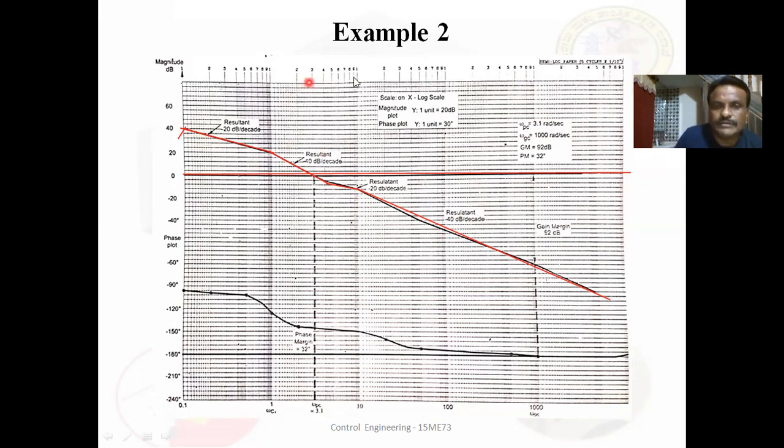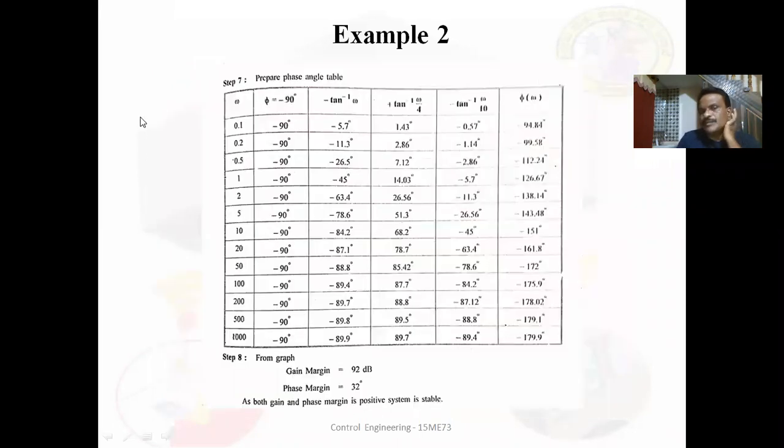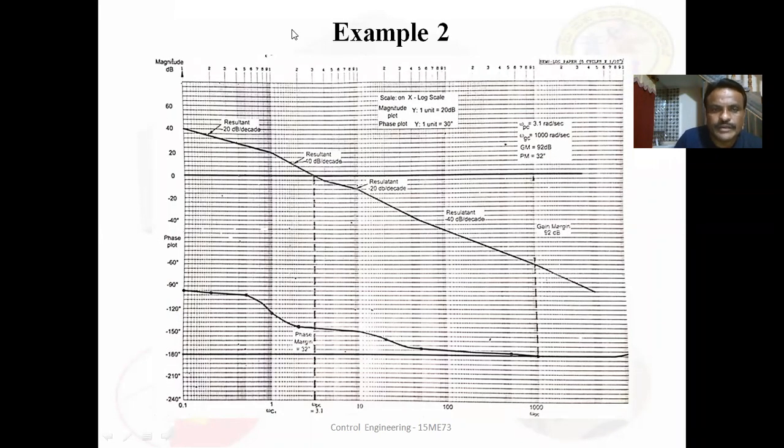Now we have to draw the phase angle. These are the corresponding frequencies, the omega values, and this is the resultant phase angle. Now you take this and plot the corresponding values. So these are the location points.